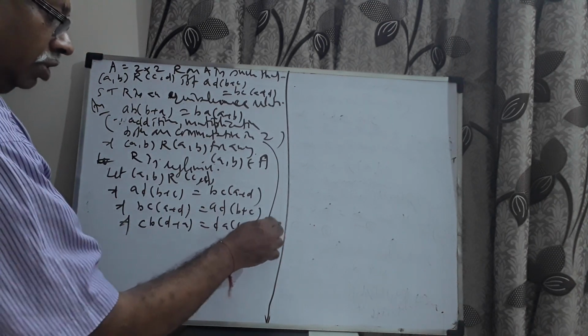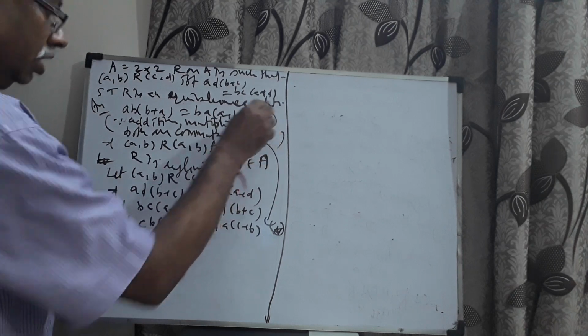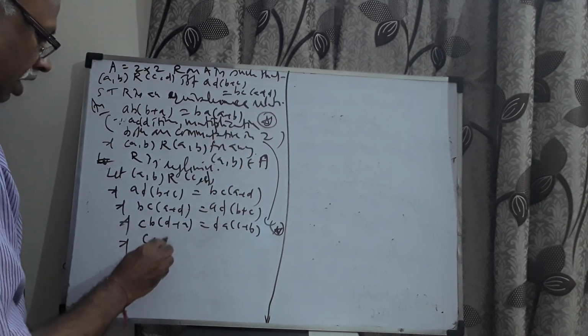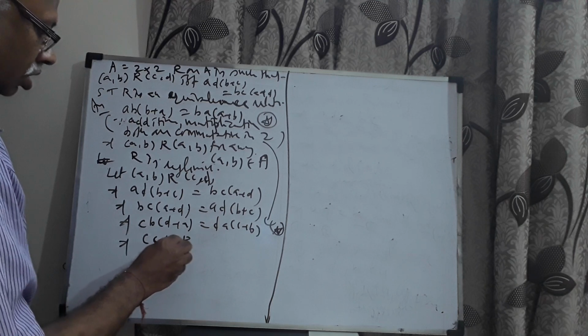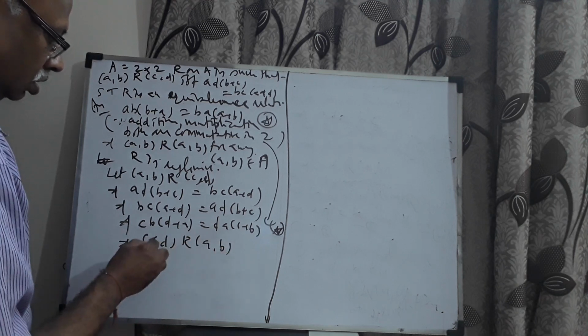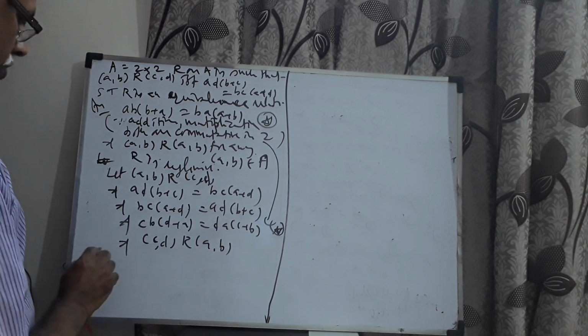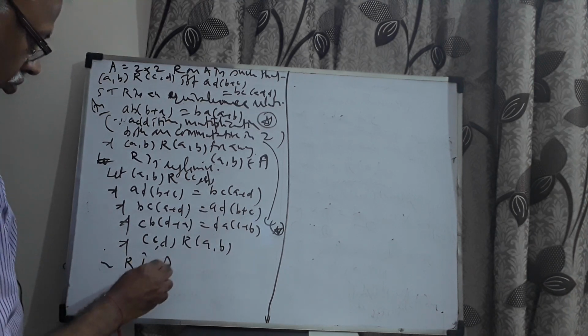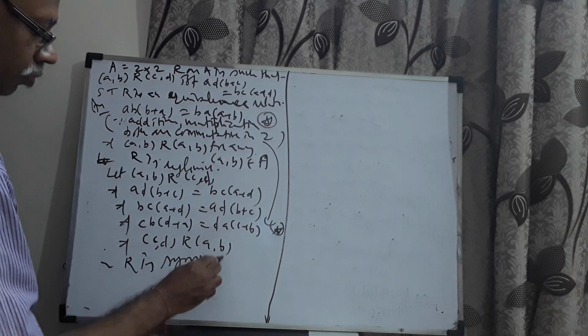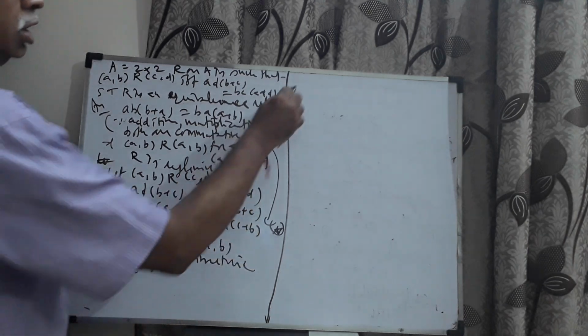The same reason, let me write star here. This is as equal as C comma D or A comma B. See here, CB into D plus A is equal to DA into C plus B. It is true. Therefore, this is the real meaning of proving R is symmetric.